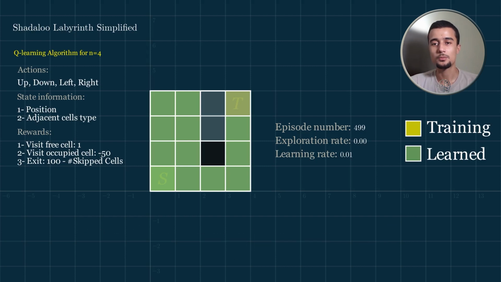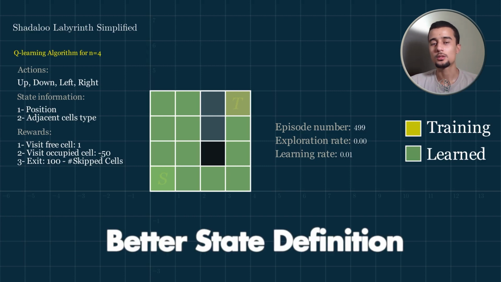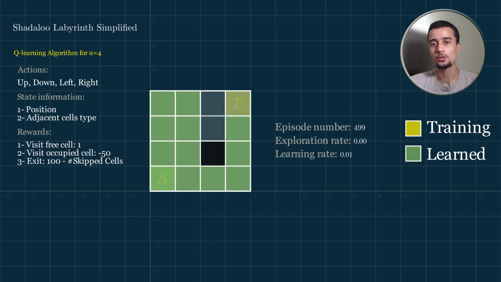However, it left some empty cells, and after some trial and error, I decided to change the definition of the state and give the agent more information about its surroundings, so it can make better decisions on which direction it needs to move towards.